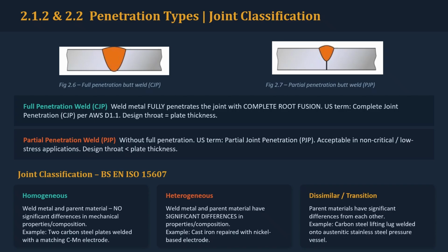Now we need to distinguish between full penetration and partial penetration. A full penetration weld extends completely through the joint thickness and achieves complete root fusion. In American terminology, you may encounter the terms complete joint penetration, or CJP. A partial penetration weld does not extend completely through the joint thickness. The corresponding American terminology is partial joint penetration, or PJP.